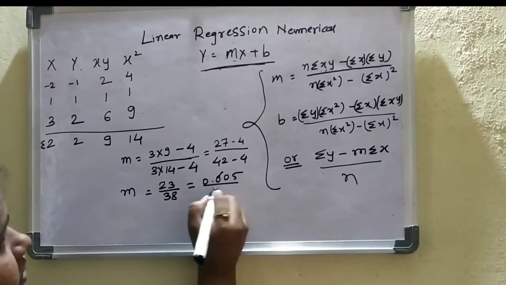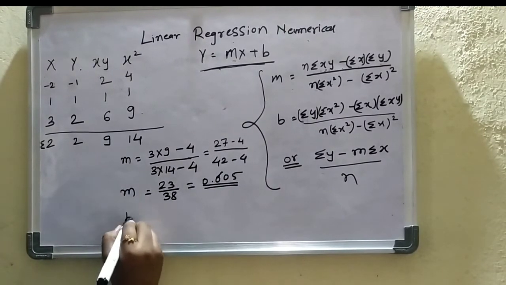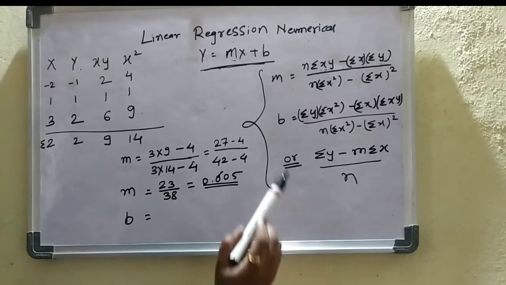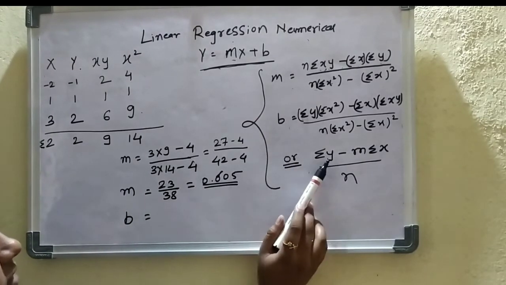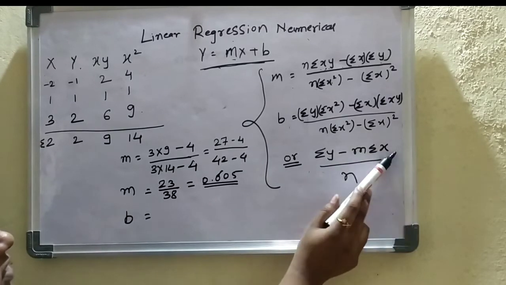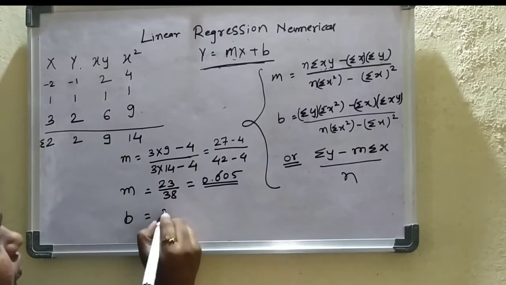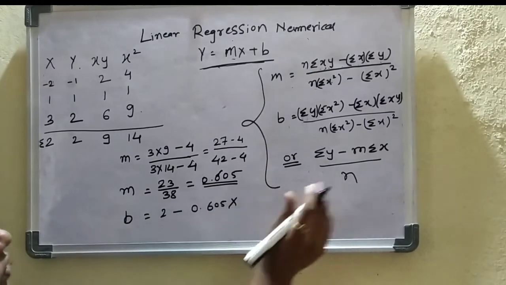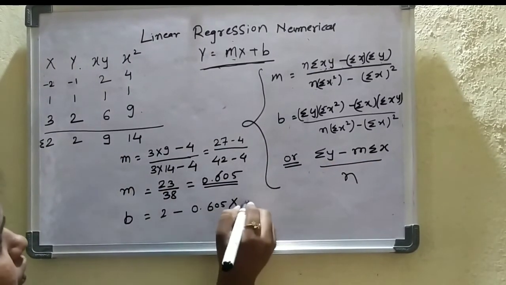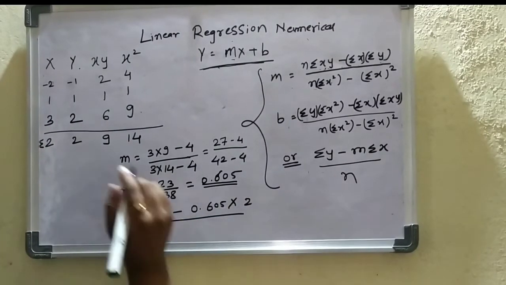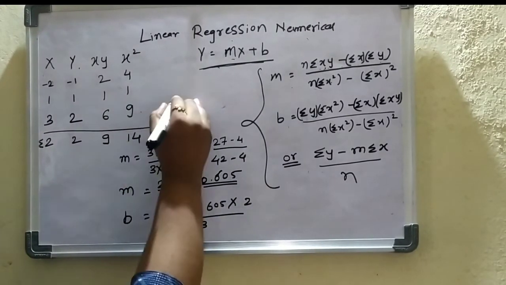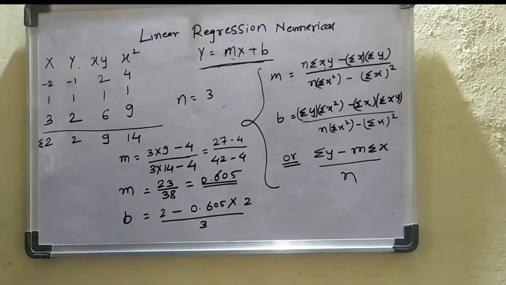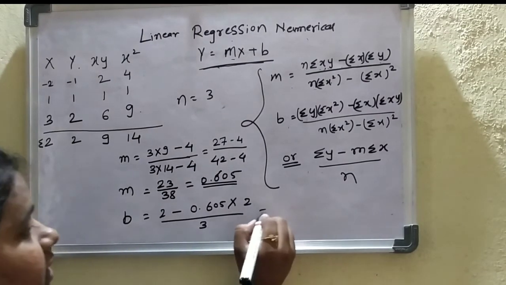Now we can calculate the value of b by using two formulas. Already we have calculated m, so we will use the downside formula for the calculation. We have summation of y, which is 2, minus the value of m, 0.605, into the value of summation x, which is 2, divided by the total number of values. Here n is equal to 3, so we will put the n value as 3. After solving this equation, we will get the value of b, and then we can put it into the equation y is equal to mx plus b. The value of b we get is 0.26.